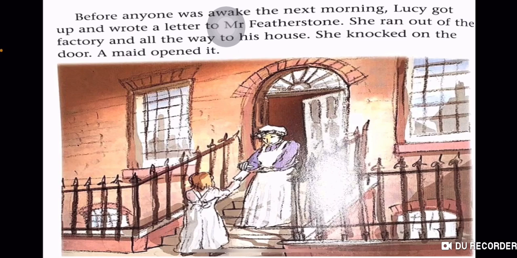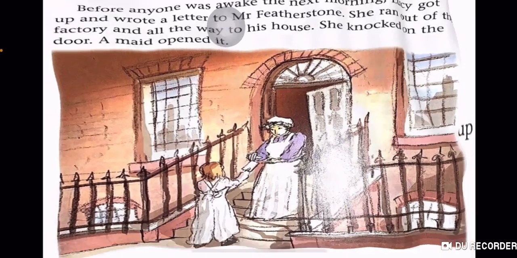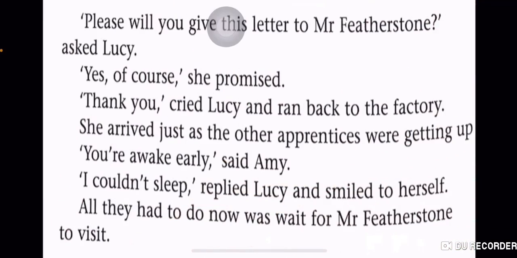Before anyone was awake the next morning, Lucy got up and wrote a letter to Mr. Featherstone. She wrote a letter to Mr. Featherstone to visit the factory school and to let him know how Mr. Bleak and Mrs. Bleak treated the children badly and cruelly. She ran out of the factory and all the way to his house.